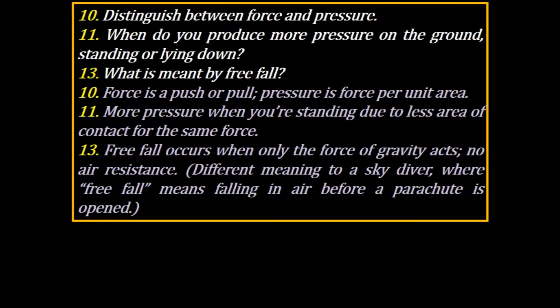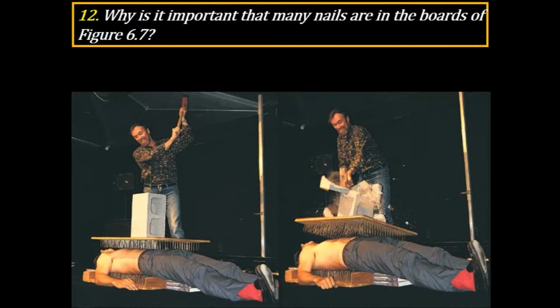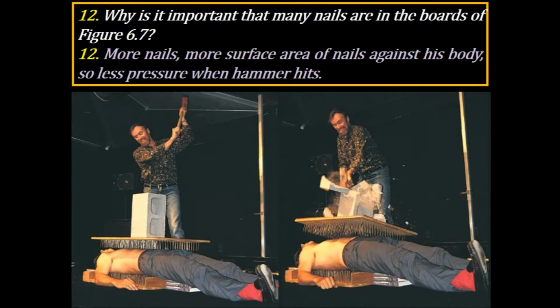Oh, here's number 12. Why is it important that many nails are in the boards in figure 6.7? Because you have greater area and the pressure is reduced, because it's force per unit area. The more nails you have, the more the pressure is reduced. If you only had one nail, it would go right through easily. With many nails, more surface area of nails against his body, so less pressure when the hammer hits.